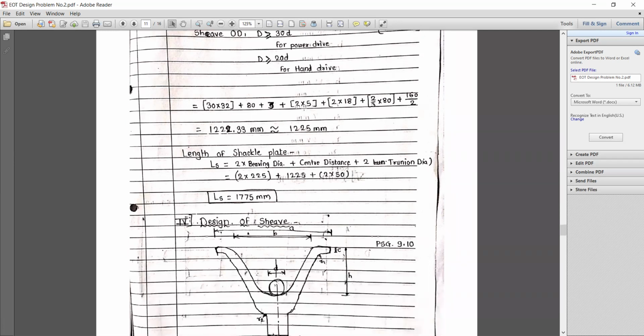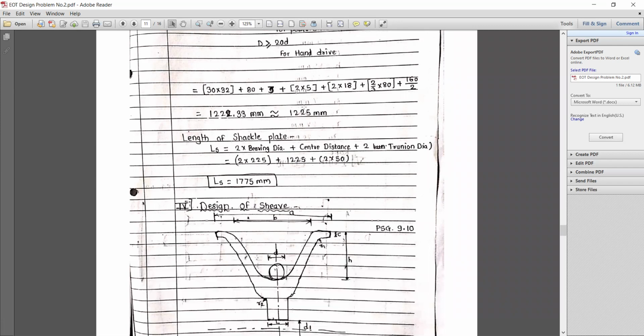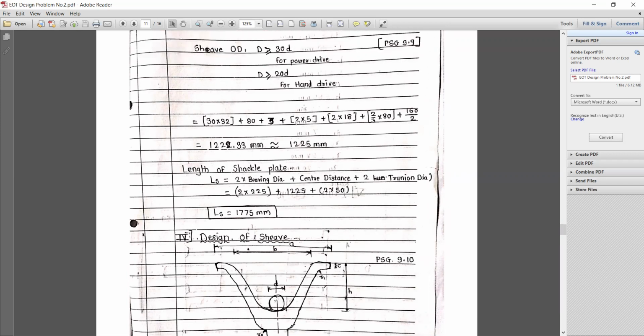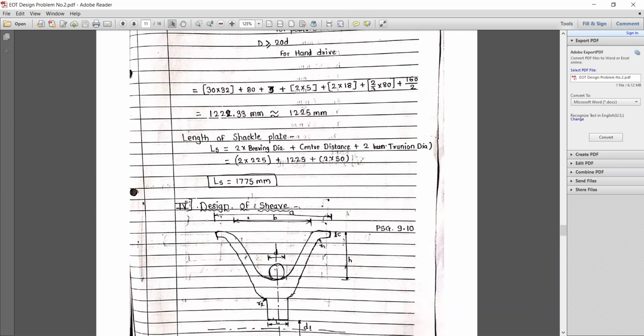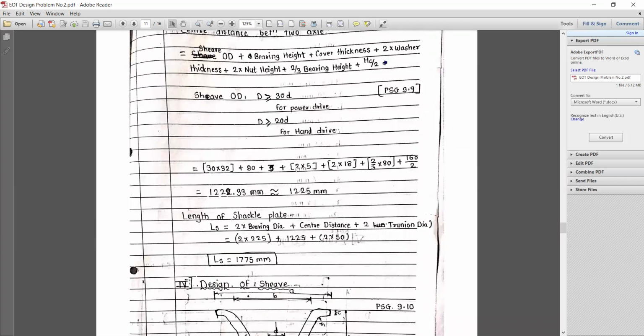Okay, so our system is a power driven system, so we are considering 30 into 32. First criteria, capital D should be equal or greater than 30 times the wire rope diameter. So putting all values, the bearing height is 80 mm, cover plate thickness we are considering 3 mm, washer thickness we are considering 5 mm, then nut height we are considering 18 mm, then a bearing height which is 80 mm, that is 2/3, and the value of HC, that is 160.